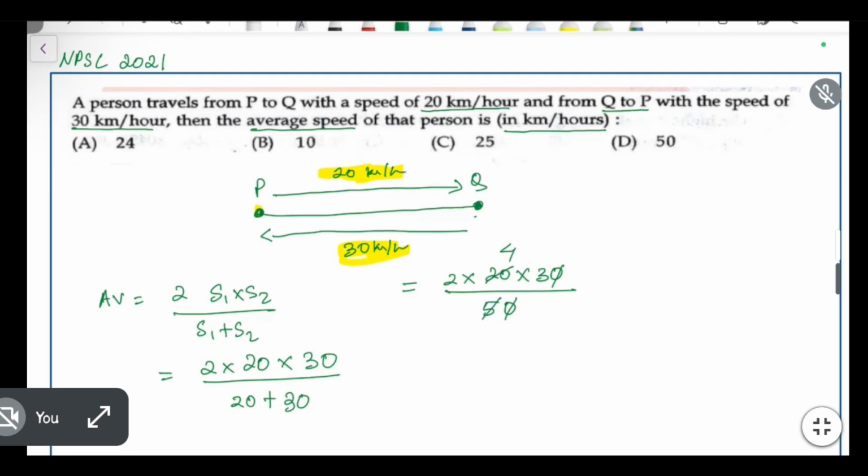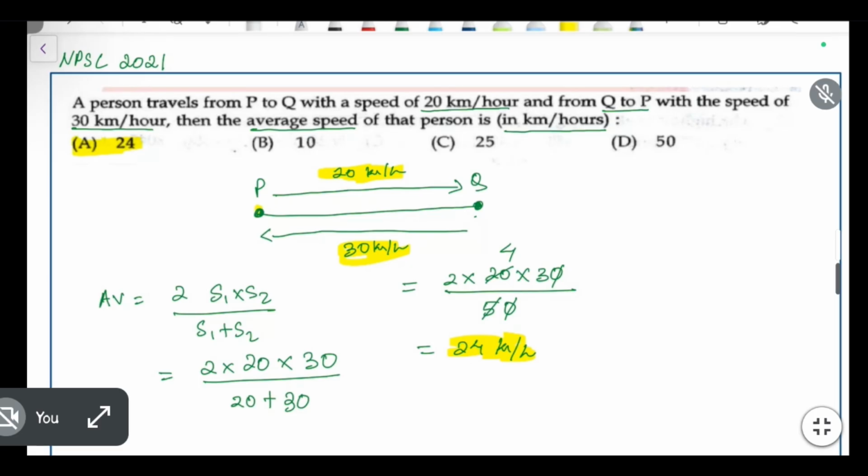5 into 4 is 20. 4 2s are 8. 8 3s are 24 kilometer per hour. So the answer here is 24 kilometer per hour. We have that in the options, which is option A.